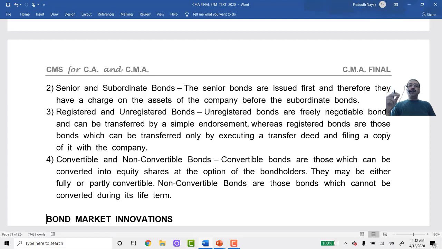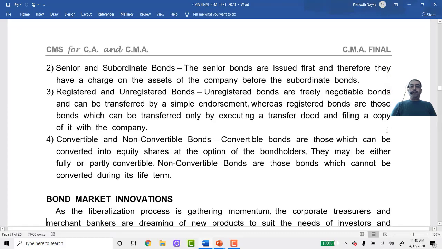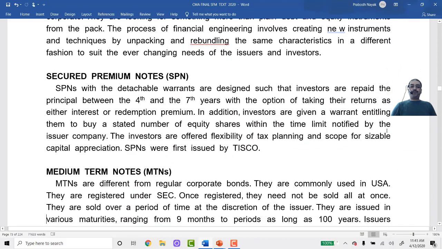Now the second bond is of 20 lakhs. First bond was of 40 lakhs, second bond is of 20 lakhs. Both have the security as the same plant and machinery of 1 crore. Now the problem comes that when the plant and machinery is sold, which bond will be paid first? So I say that whichever is a senior bond, whichever bond is issued first, that will be paid first. So senior and subordinate bonds. Like this we have a lot of classifications which are possible.